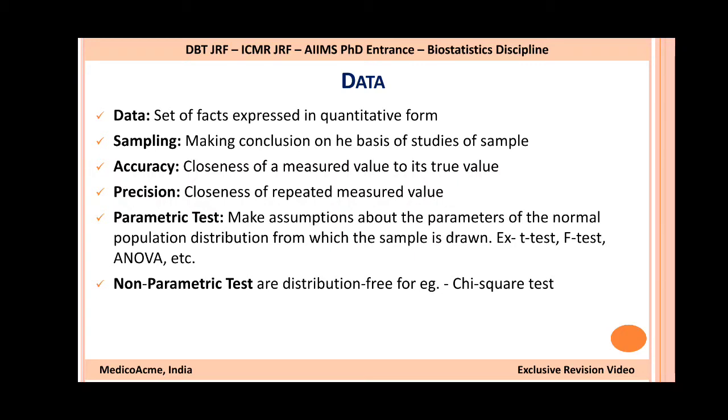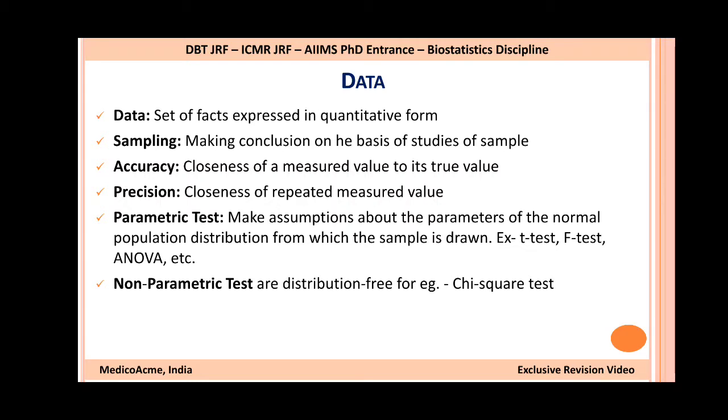Under these parametric tests are the t-test, f-test and ANOVA. This is very important. I am again emphasizing that please remember these things, parametric and non-parametric, at least examples. No one is going to ask you what is parametric and what is non-parametric, but the t-test, f-test and ANOVA are the three important tests under parametric tests, and the non-parametric test is basically the chi-square test.